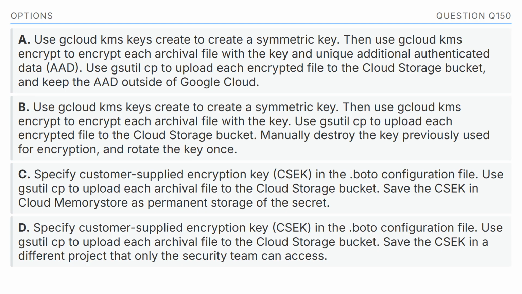Option C, specify a customer-supplied encryption key, CSEK, in the .boto configuration file. Use gsutil cp to upload each archival file to the Cloud Storage bucket. Save the CSEK in Cloud Memorystore as permanent storage of the secret. Option D, specify a customer-supplied encryption key, CSEK, in the .boto configuration file. Use gsutil cp to upload each archival file to the Cloud Storage bucket. Save the CSEK in a different project that only the security team can access.